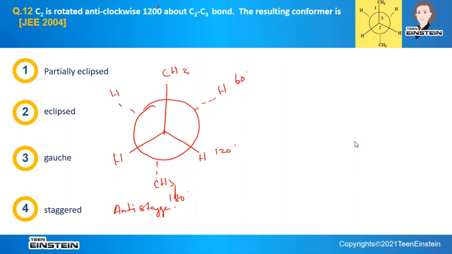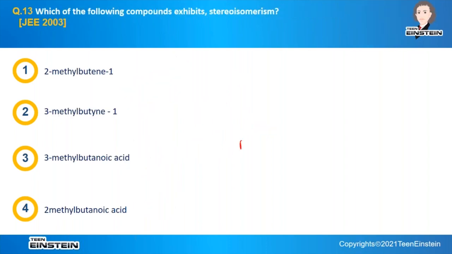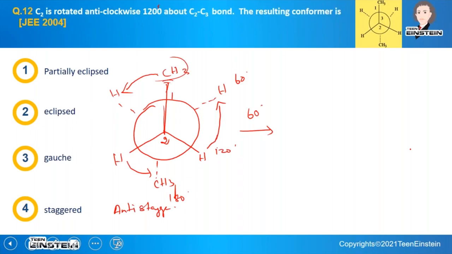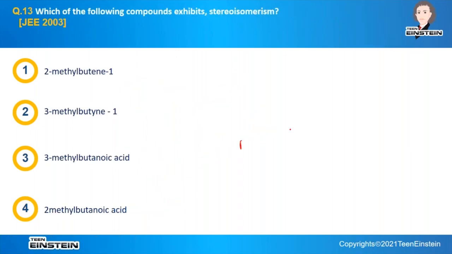So here they ask to rotate carbon 2 in anti-clockwise direction by 120 degrees. So anti-clockwise direction means this methyl group. So here this is the first carbon, this is the second carbon. We want to rotate this second carbon. So anti-clockwise direction is the opposite side. So for the first 60 degrees, this methyl group comes here, this hydrogen comes here, and the third hydrogen comes here. So rotating 60 degrees, we can get like this.